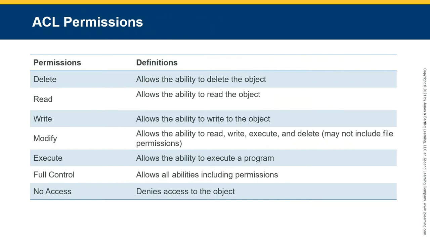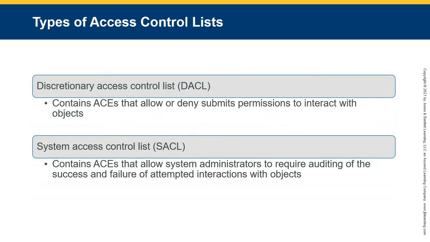ACL permissions. Delete allows the ability to delete an object. Read allows the ability to read the object. Write allows the ability to write the object. Modify allows the ability to read, write, execute, and delete, and may not include file permissions. Execute allows the ability to execute a program. Full control allows all abilities including permissions. No access denies access to the object.